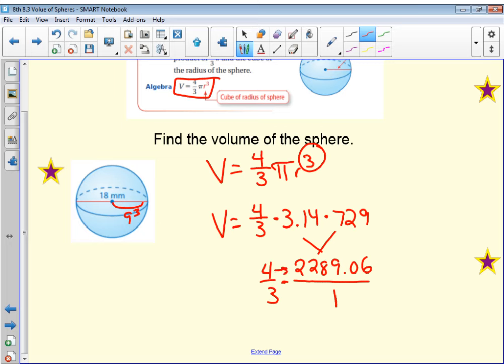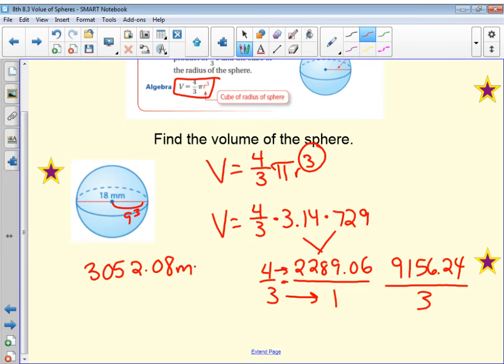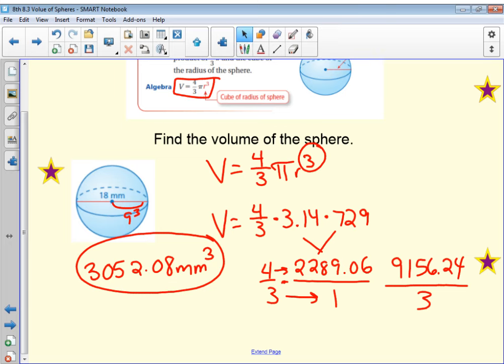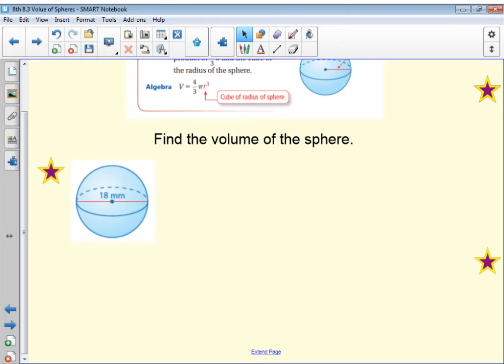So we're going to go times 4, which gives me 9,156.24, and that's over 3 times 1, which is 3. So we end up dividing by 3. To simplify it down, our final answer is 3,052.08. The label was millimeters, and it's volume, so it's cubed. Working with all of these formulas is just really learning how to plug in and solve it. It looks complicated, it's really not. You're plugging information in and then solving for that unknown.